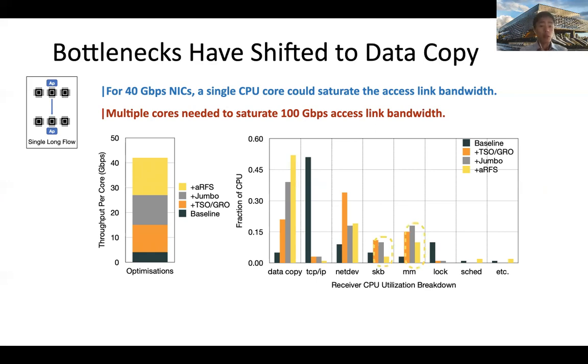Seeing as data copy takes more than 50% of total CPU cycles, we need a better mechanism for reducing data copy overheads. Zero copy techniques like TCP mmap and XDP can alleviate this bottleneck. However, they both require significant application logic changes, and the latter requires implementing the network stack in user space. If we can realize an efficient zero copy mechanism, it may be possible for a single core to saturate 100 gigabit links.